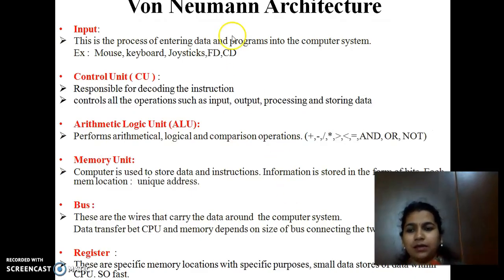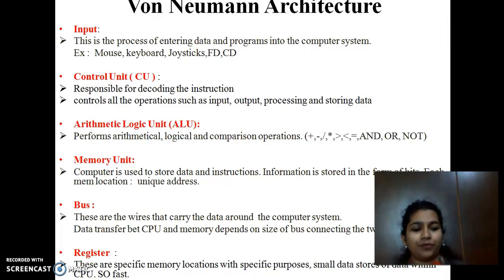So let us see what we mean by the input part. This is the process of entering data and programs into the computer system. Examples of input devices are mouse, keyboard, joysticks, etc. The control unit is responsible for decoding the instruction. Here the word decoding is a new word for you. So what do you mean by decoding? I want you to understand this particular concept very clearly, because it is the basis for many other concepts in computer organization.